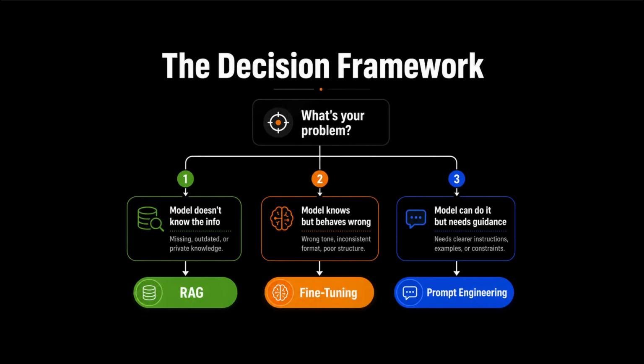Look, here's a framework I want you to walk away with. Before you pick a technique, diagnose the problem. Is the model missing information? That's a RAG problem. Is the model's behavior consistently wrong despite good prompts? That's a fine tuning candidate. Is the model capable but just needs direction? That's prompt engineering. So these are not competing tools, they are sequential decisions.